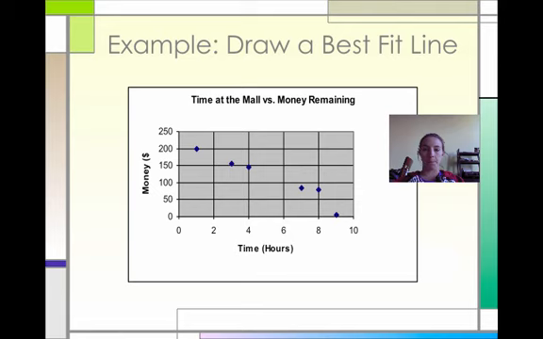So here's an example. This is the time at the mall versus the money remaining. This is that one that we did earlier. How long have you spent at the mall versus how much money do you have left? When we draw a line of best fit, it looks a little something like that. It's going through a couple data points right here, and you have about as many on top as you do on bottom of the line. And you can see that this is definitely a negative relationship. The scatter plot looks like it's going down. So that means that the more time you spend at the mall, the less money you have left, which is definitely true for Ms.